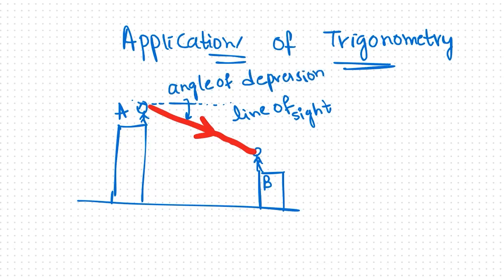B, at the very beginning, was looking horizontally. Suddenly he discovers A's presence, so he has to tilt his head up like this. He was looking horizontally, but he has to tilt his head up. That is called angle of elevation. Elevated means up.